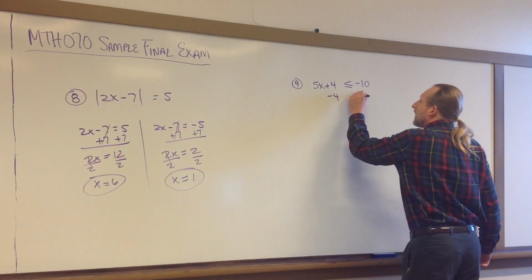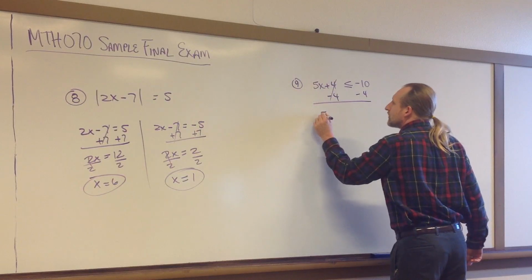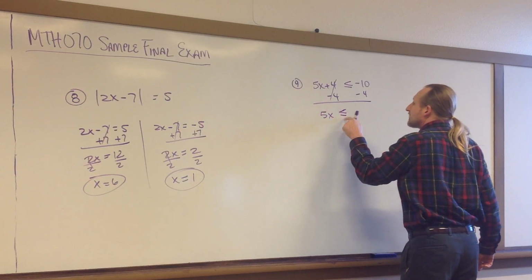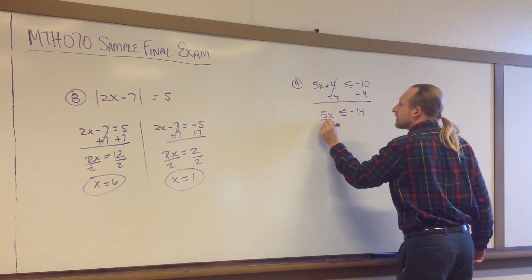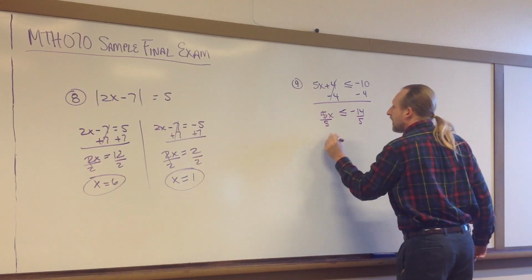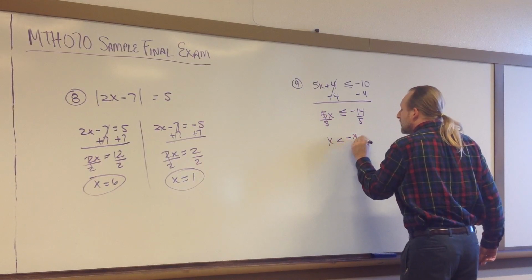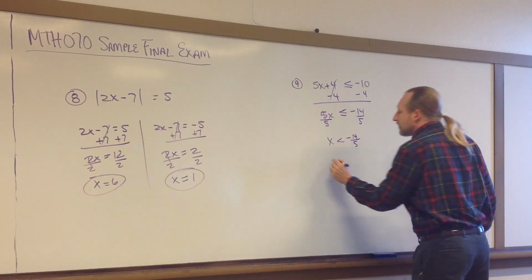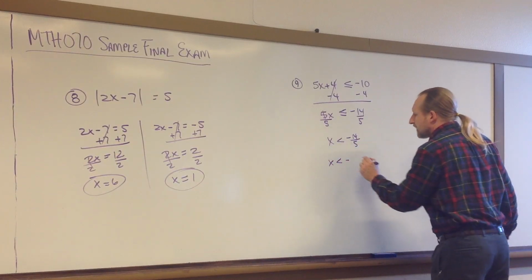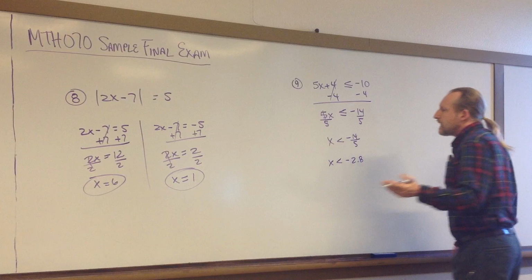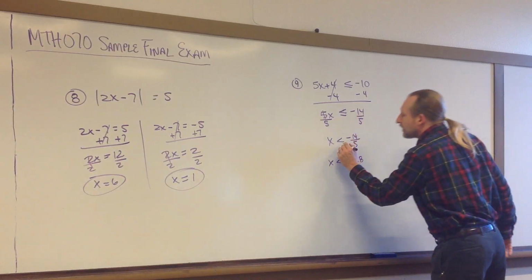So, subtract 4 on both sides. 5x less than or equal to negative 14. Divide on both sides by 5. You can keep it as negative 14 over 5. What is that going to be? Negative 2.8. Okay. Oh, I dropped my equal sign.